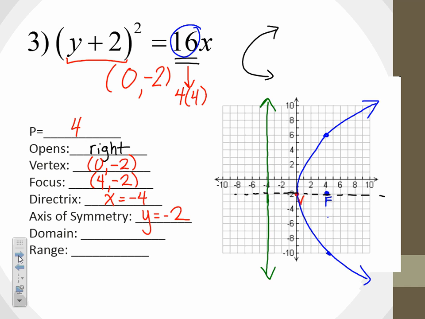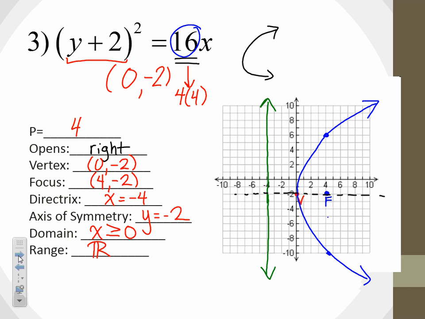Domain and range, sideways parabola, all y values are accounted for. There's positive y values, there's negative y values. All real numbers for the y values, for the range. The domain is a description of the x's. What are the x's doing? Looks like the x's are staying positive, huh? They're not going into any negative territory. So I would say x is greater than or equal to 0.